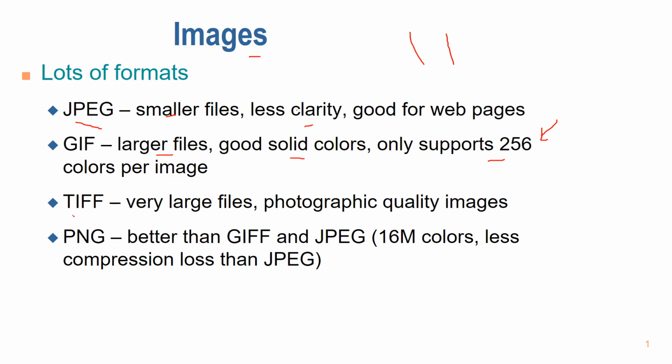Then we have TIFF, Tagged Image File Format, which is a very large file, and the images are of very good photographic quality. Then we have PNG, Portable Network Graphics. This is better than GIF and JPG. Why? Because it has 16 million colors and less compression loss than the JPG.